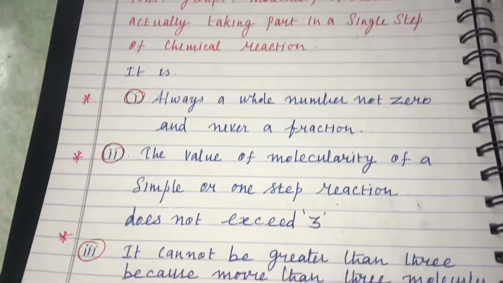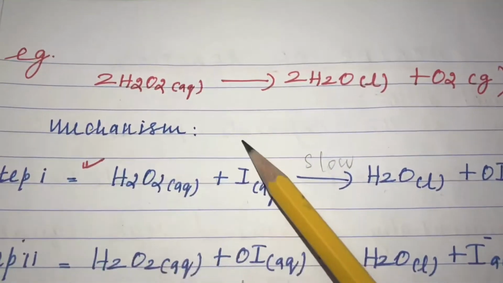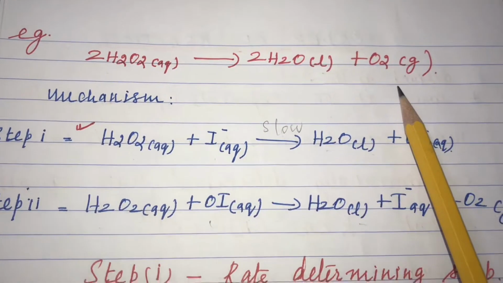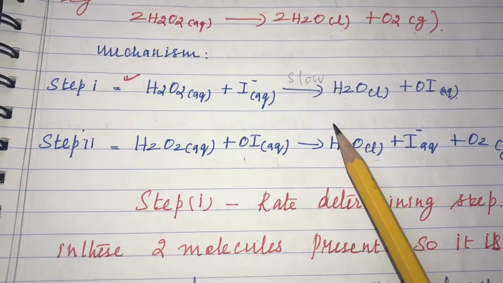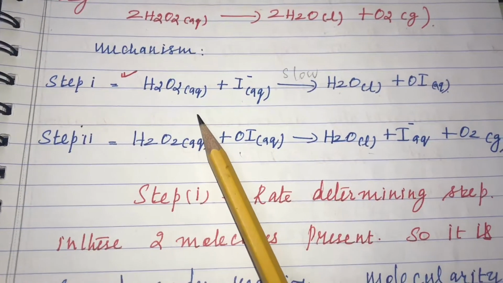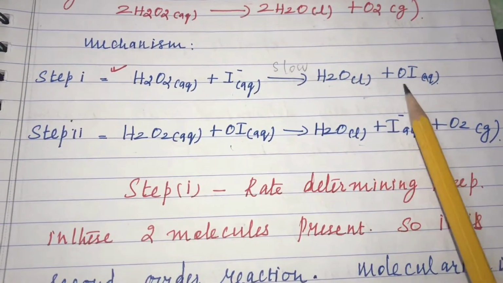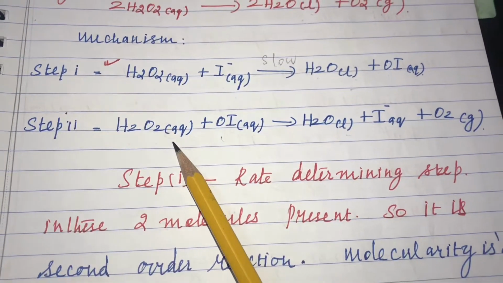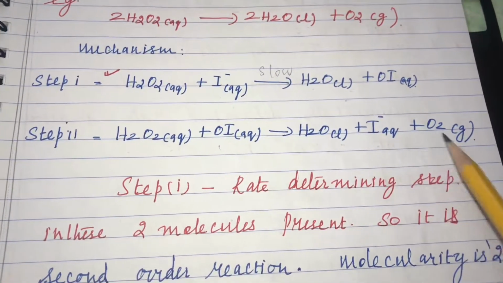Now, we are going to see how to calculate the molecularity of a chemical reaction. Consider the reaction 2H2O2, the decomposition of hydrogen peroxide in aqueous state to form water and oxygen. The mechanism of this reaction is that it takes place in two steps. The first step is hydrogen peroxide reacting with iodide ion to form H2O, liquid water, plus OI minus. The second step is H2O2 reacting with OI minus to form H2O, I minus and O2.